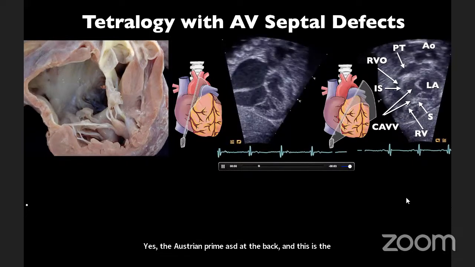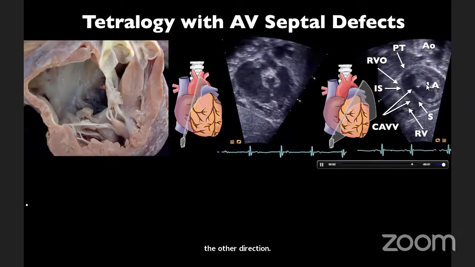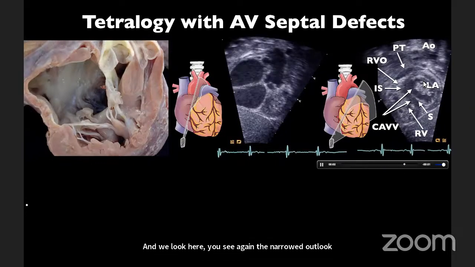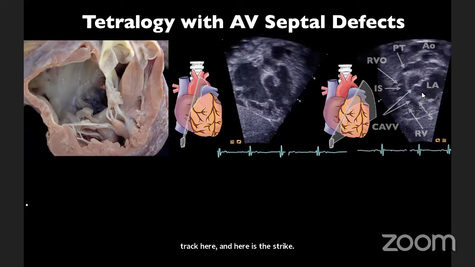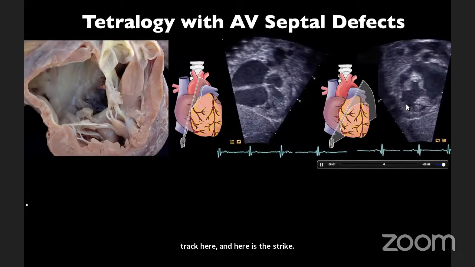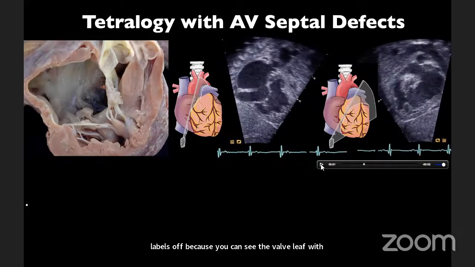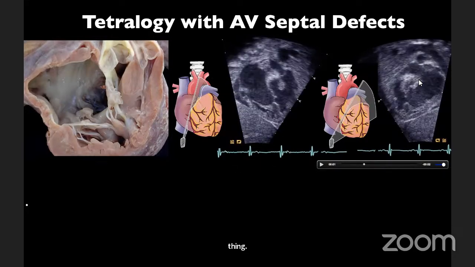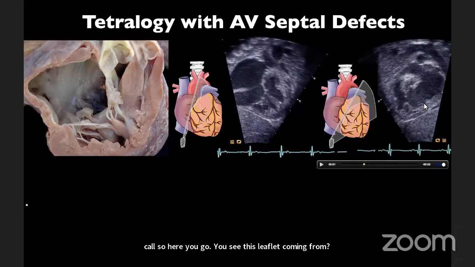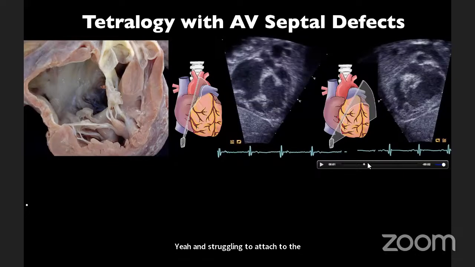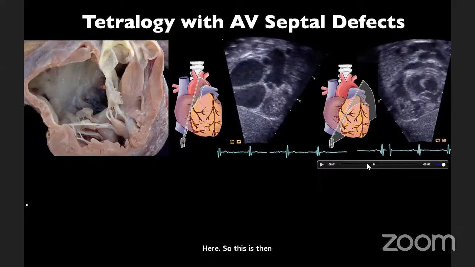And we turn this round in the other direction, and we look here, you see again the narrowed outflow tract here, and here is this component of the left AV valve. I'll take the labels off, because you can see the valve leaflet straddling into the right ventricle. So here you see this leaflet coming from here and straddling to attach to the papillary muscle way over the septum here. So this is then an AV septal defect with the so-called cleft in the valve.